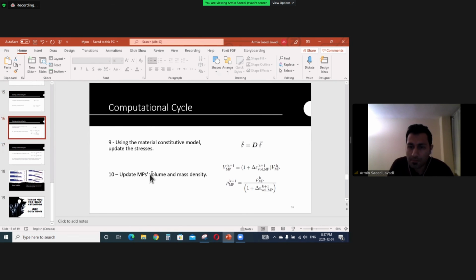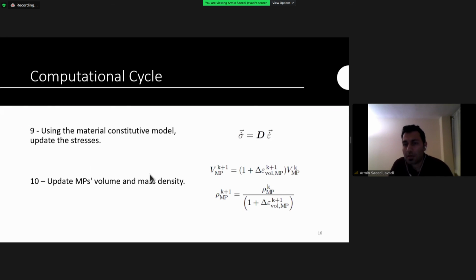Yes. As you can see here, our volume changes, and because our volume changes by the strain increment, we need to calculate a new volume in our next step, and our density will change in the next step. We need to calculate it.